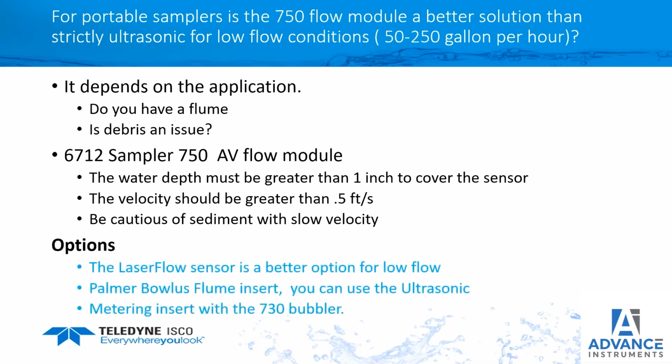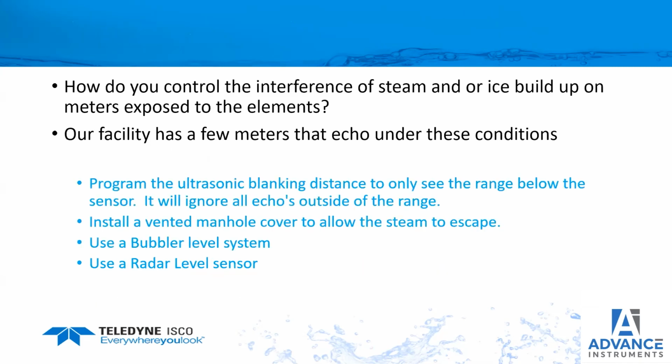So other options for that, especially if you have the slow velocity, is use a laser flow sensor. It's going to be non-contact. We don't have to worry about debris collecting on it. Other options is, depending on the channel, put a Polymer Bolus insert in, and then you can continue to use your ultrasonic sensor. Or consider using a 730 bubbler. So I need a little more information on this application to better answer that, but the nice thing about the bubbler, if you did have issues with steam or foam, the bubbler would not be affected by those.